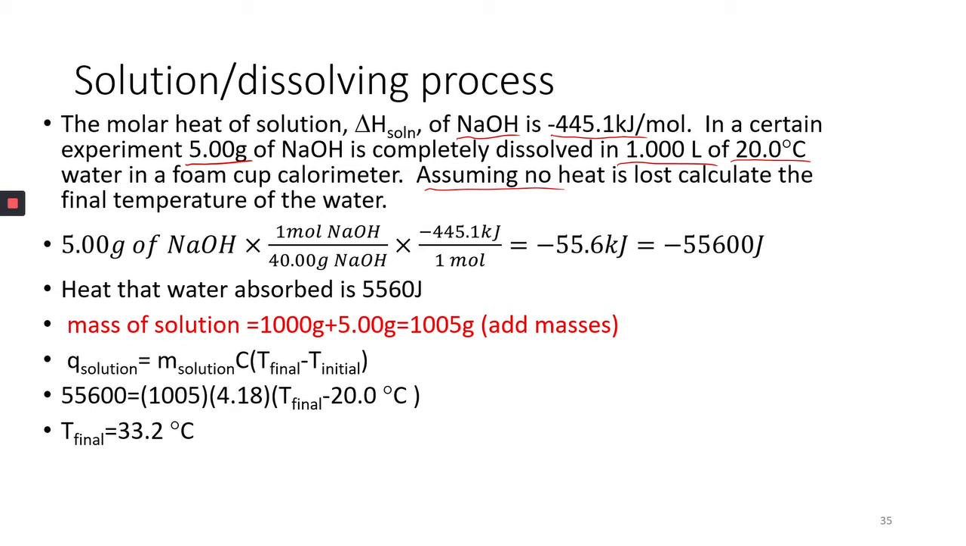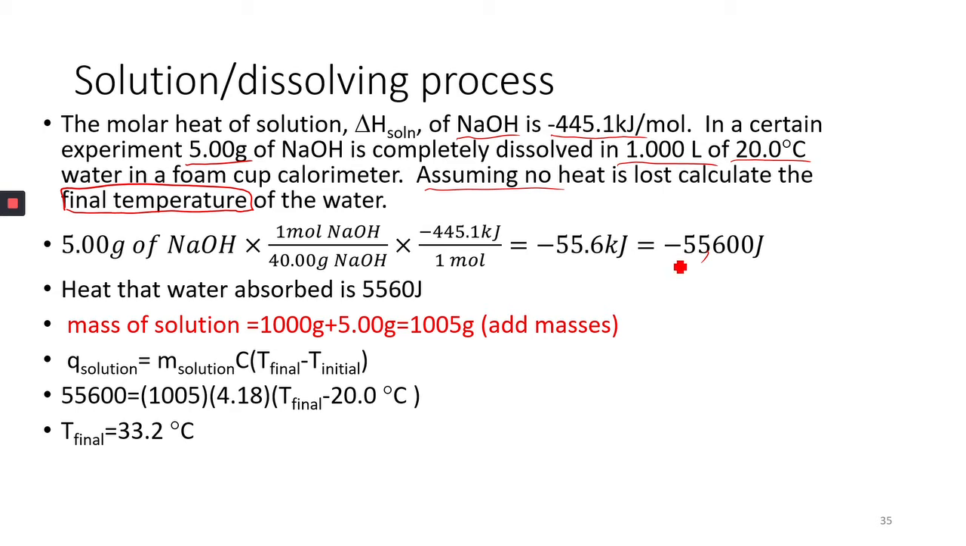Okay, so they gave us the heat of the solution in kilojoules per mole. We need the heat of the solution. Oh, and by the way, we want to calculate the final temperature. This is what we're looking for. So we need the heat of the solution in just joules, right? So you take your 5 grams, you convert it to moles, you multiply by the heat of solution in kilojoules per mole, and you get that it is 55,600 joules.